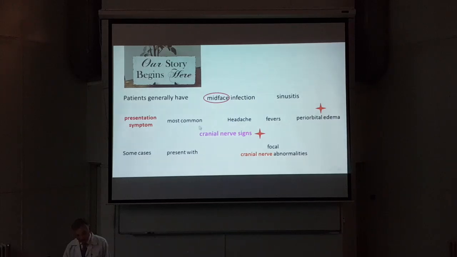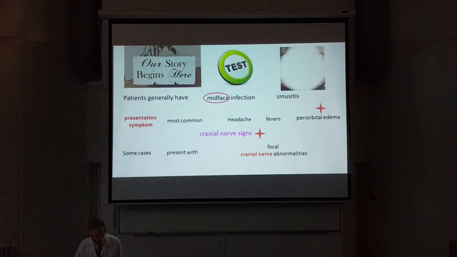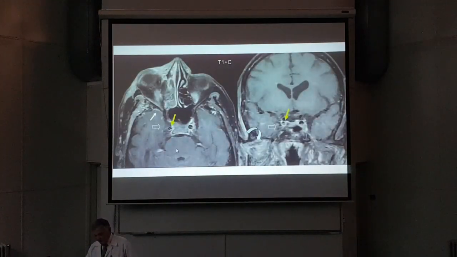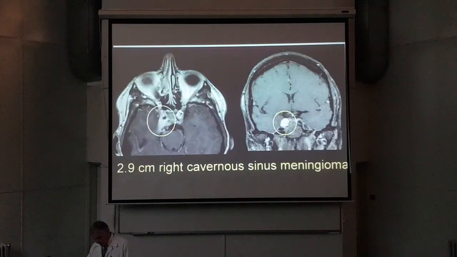This case is likely to be what? Cavernous sinus thrombosis. So test cranial nerves. This is an MRI of a normal cavernous sinus. That's the pituitary fossa. And this is a bad cavernous sinus with meningioma.